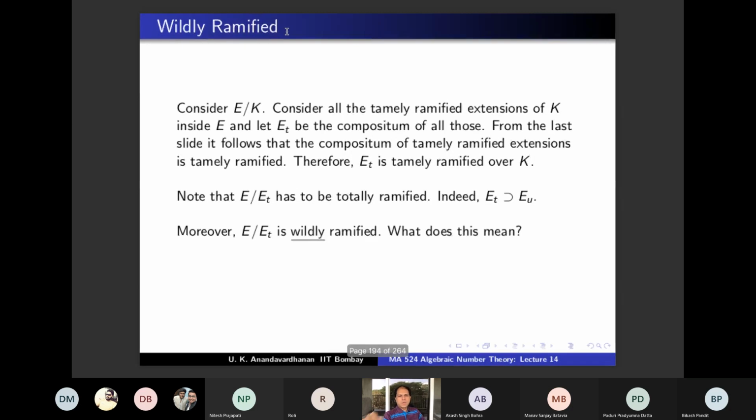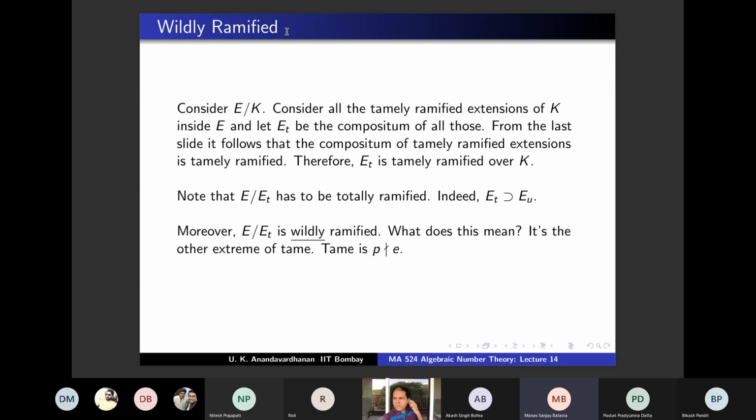Wildly ramified. What does this mean? Wild is the other extreme of tame. The English meaning of tame is domesticated or well behaved, right? Tame animal. Wild animal is something you can't domesticate. So it's the other extreme of tame. So what should be the definition of wild? Tamely ramified is p doesn't divide e. If that is one extreme, what should be the other extreme? Take a guess and most likely you will be right. p divides e is just not tame, but wild is the other extreme.